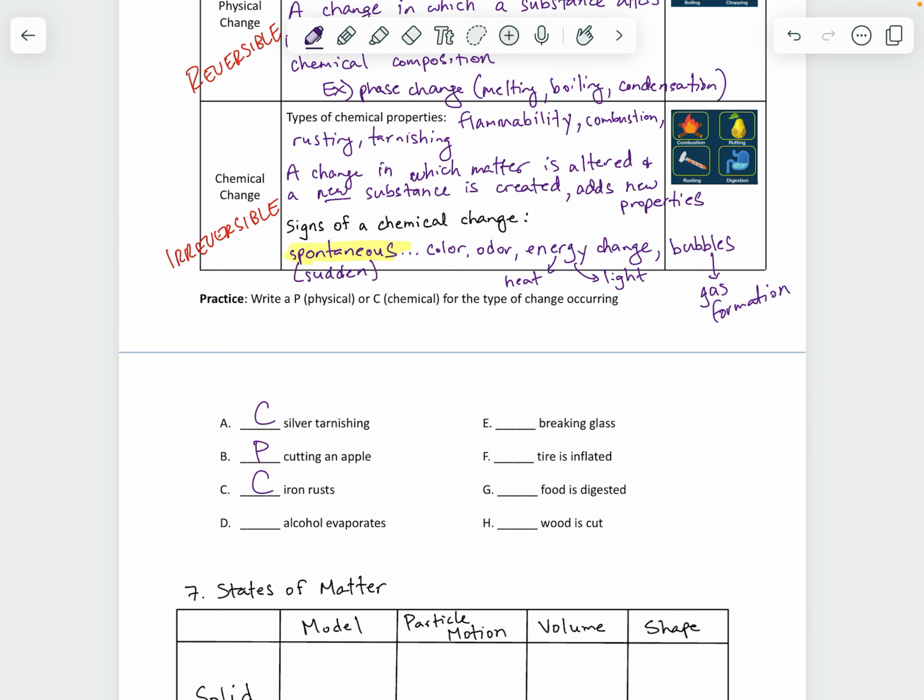The evaporation is the idea of going from liquid to gas on the surface level. Therefore, the alcohol that's now gas is still alcohol by chemical composition. That is a physical change. Breaking glass. Glass is just smaller. Tire inflated. Tire's just bigger, right? Those are physical changes. Digesting food. Sure, you can't get the food back out the way that it was when it went in. So that means that it is irreversible and chemical. Last but not least, woodcut, physical change.